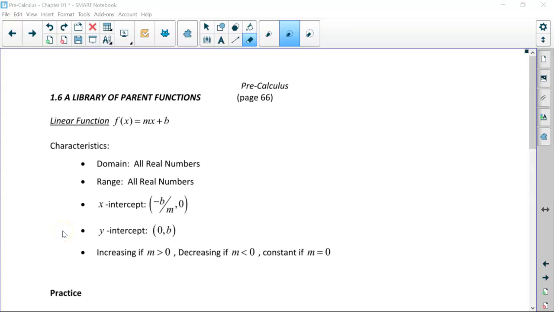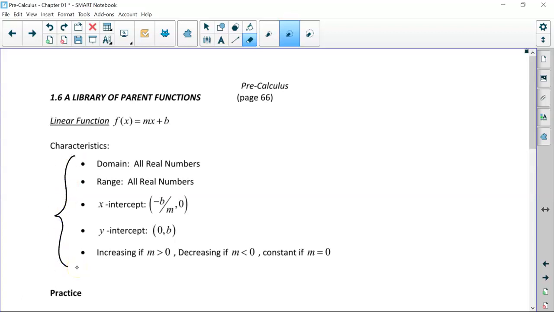Welcome to section 1.6. We're going to be talking about parent functions. And these are the functions that we're going to be working with. And these are the basis for all of the transformations we're going to be working with our functions. So our first is a linear function. You can kind of read through all these. We've worked with linear functions quite a bit.